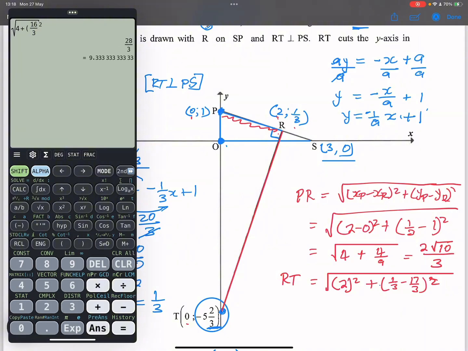I'm going to remove that squared. All right, it tells me that there is an error that I have there. Let's see. Okay, so this is 4 plus 16 over 3.